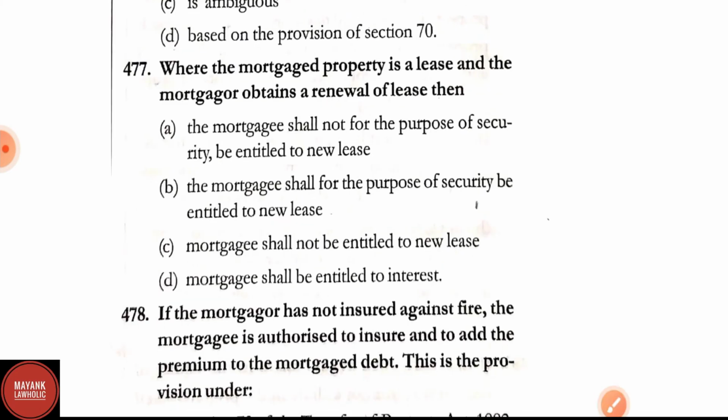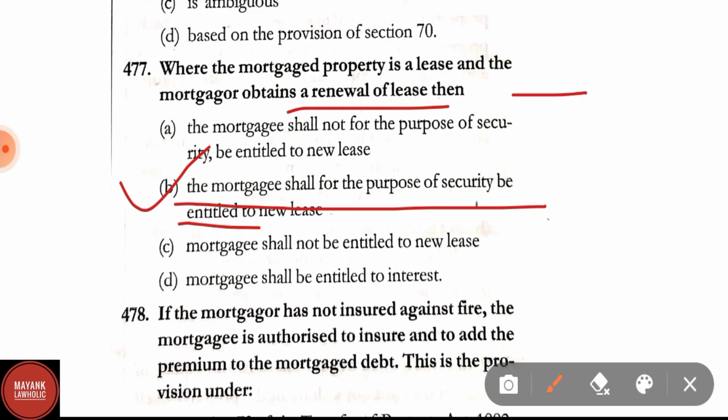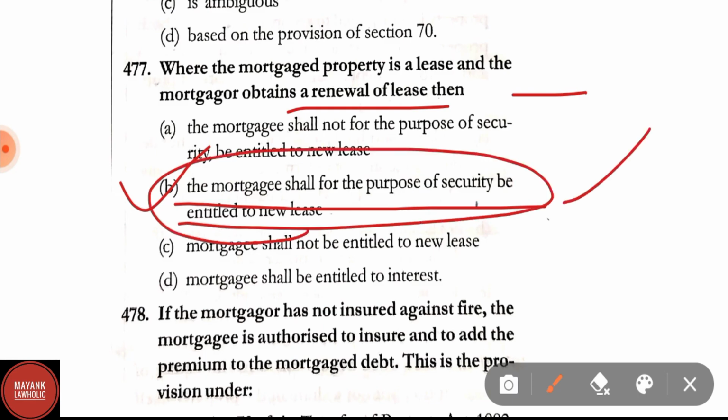Question number 477. Where the mortgaged property is a lease and the mortgagor obtains a renewal of lease, then the mortgagee shall not for the purpose of security be entitled to new lease. Option B, the mortgagee shall for the purpose of security be entitled to new lease. Option C, mortgagee shall not be entitled to new lease. Option D, mortgagee shall be entitled to interest. Here correct answer is option B.